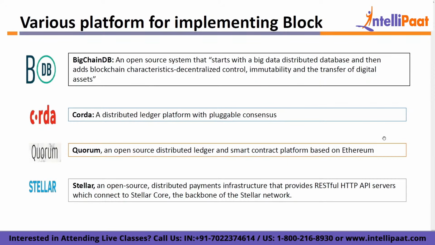Quorum, an open source digital ledger and smart contract platform based on Ethereum, that is a customized Ethereum platform using distributed ledger and smart contracts. Stellar, an open source distributed payment infrastructure that provides RESTful HTTP API servers which connect to Stellar Core, the backbone of the Stellar network, and help you get a blockchain network where you can do your transactions related to your business need.